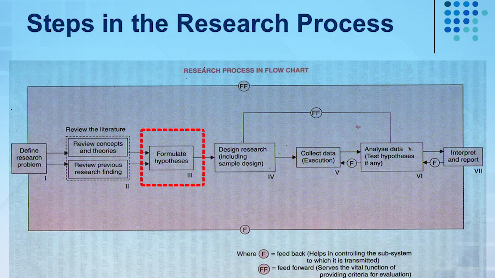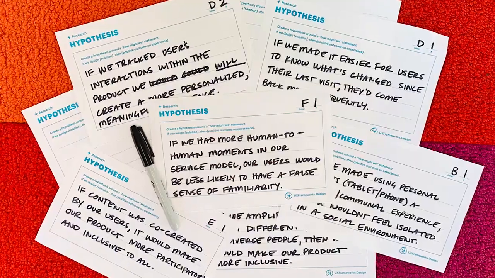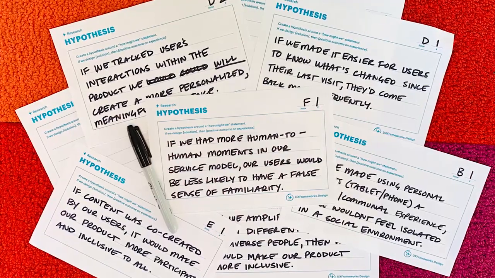The first step is define problem. The second is review of the literature. In review, we have two different things: review of the concepts and theories, and review of the researches. Then you come to formulation of the hypothesis. It is not necessary that each research has a hypothesis. It may have a hypothesis, it may not. It may have research questions instead. So some researches have hypotheses, some have research questions.